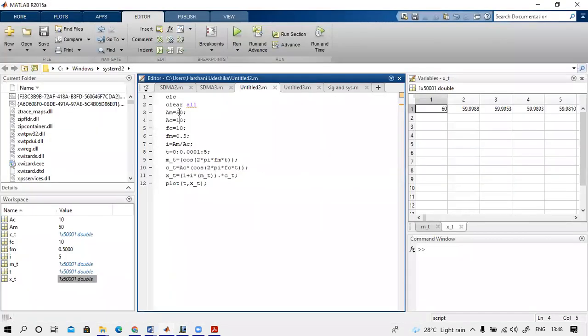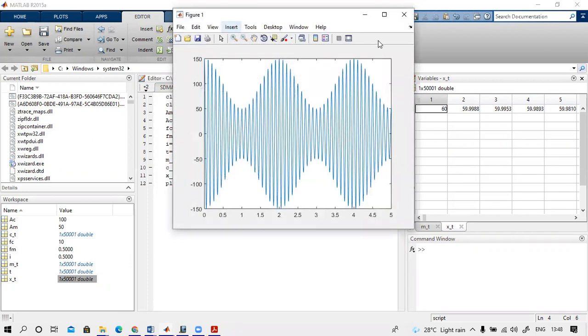So if we get again the normal modulation, let's set AC as 100. So now my modulation percentage is 50%, because mu is 0.5. So I will get a good signal, no?